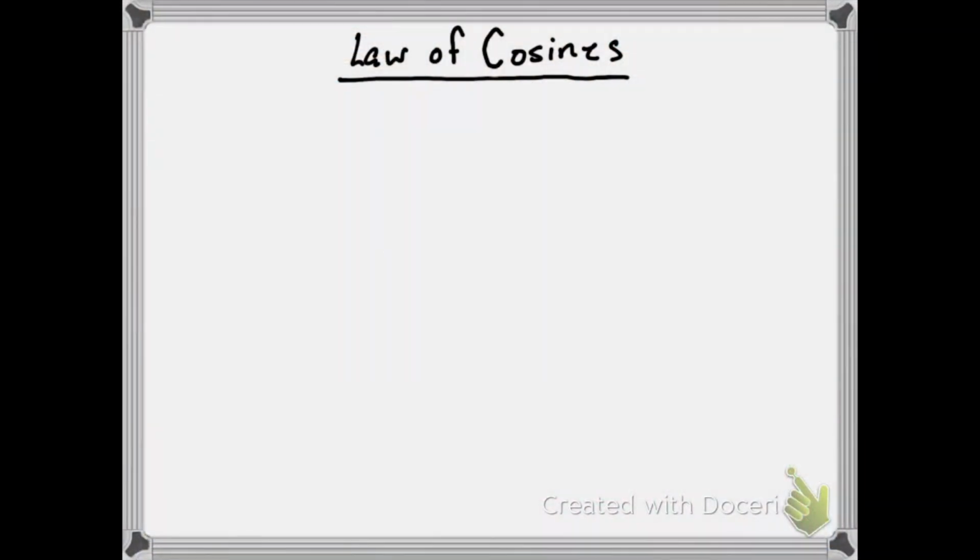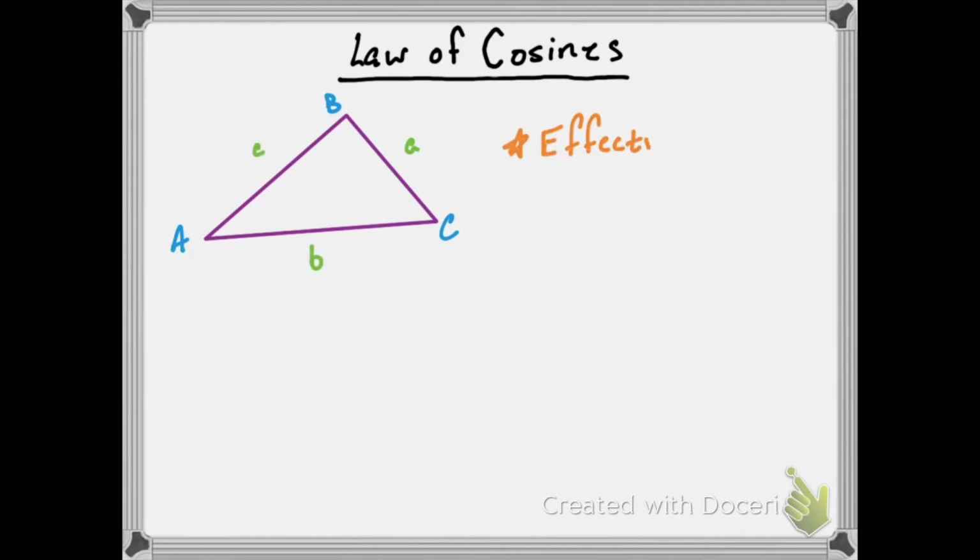The law of cosines, an introduction. Let's start with a standard triangle. We'll call our angles A, B, and C, and the sides opposite those angles, side a, side b, and side c. We want to use the law of cosines when we're given all three sides of a triangle, or if we know side-angle-side.